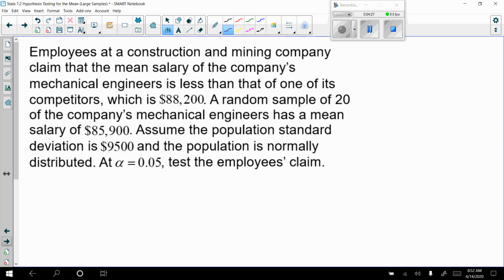Okay, let's do it with this example. We are the employees at a construction company and a mining company claim that the mean salary of the company's mechanical engineers is less than that of one of its competitors, which is at 88,200. A random sample of 20, so that's n, found that the mean was 85,900, which is less. Assume that the population standard deviation is 9,500 and it's normally distributed. Okay, so it's random, it's normally distributed, we checked our conditions.